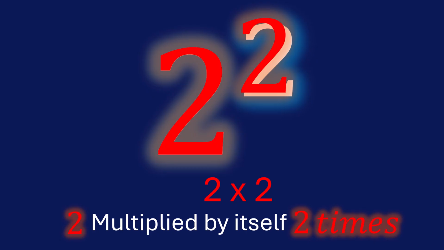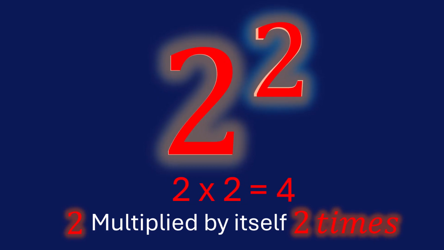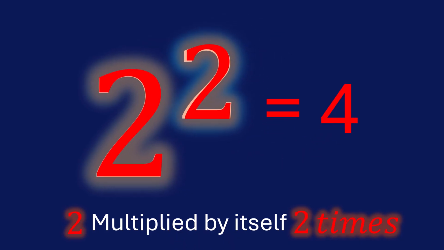2 is multiplied, and the raise is 2 also. So 2 is multiplied by itself 2 times. So that results in 2 times 2, 2 multiplied 2 times, which equals 4. 2 times 2 equals 4. So that means 2 to the power of 2 equals 4. Okay.